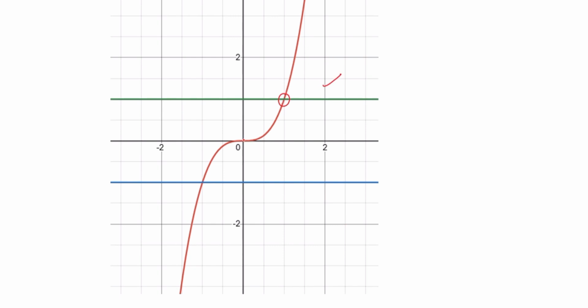Again, the x-axis crosses the graph at the origin, and this blue line again cuts the graph at exactly 1 point. So this is the graph of y is equal to x cube, a graph of a bijective function. So this is the criteria to check whether the given graph is the graph of an injective, surjective or bijective function.